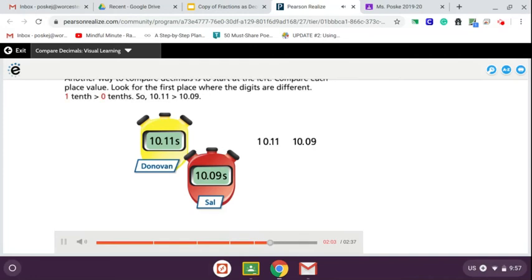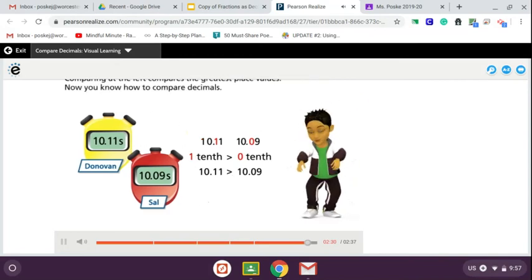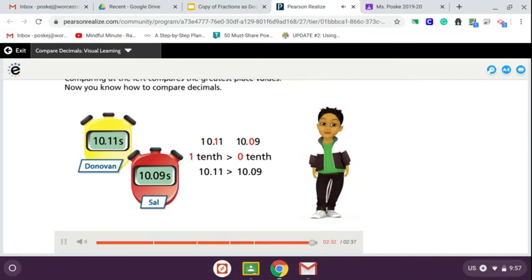Another way to compare decimals is to start at the left. Compare each place value. Look for the first place where the digits are different. 1 tenth is greater than 0 tenths. So 10 and 11 hundredths is greater than 10 and 9 hundredths. When you compare decimals by place value, why is it important to begin comparing at the left? Comparing at the left compares the greatest place values.